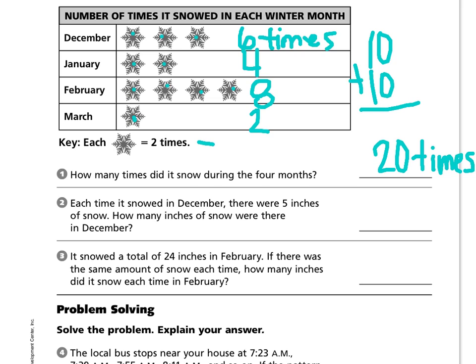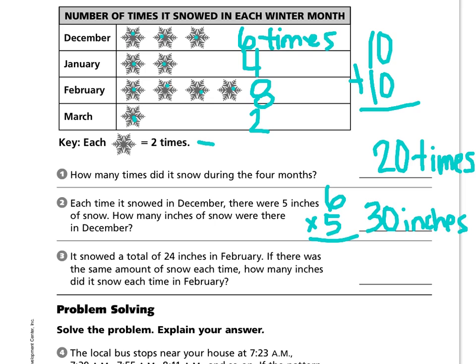Number 2, each time it snowed in December, there were 5 inches of snow. How many inches of snow were there in December? So looking at this, it snowed 6 times. So each time there were 5 inches. So if I take 6 times 5, I'll get 30 inches. That is a lot of snow.